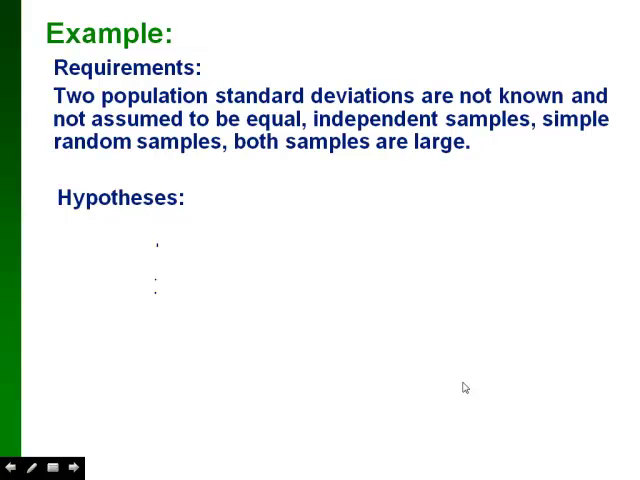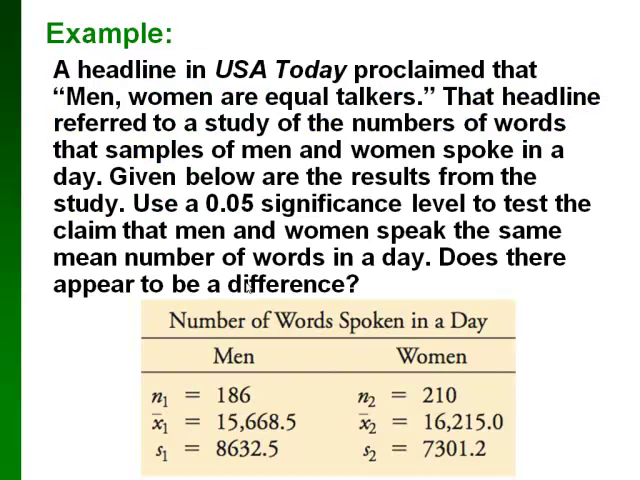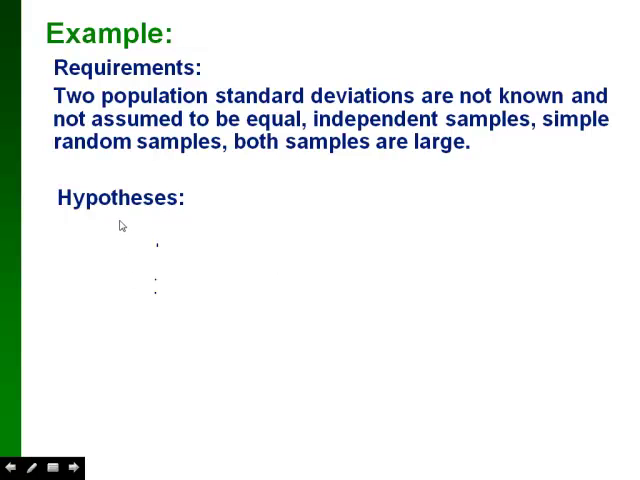So now let's think about what our hypotheses need to be. If we go back to the claim that we're testing, the claim is actually that men and women speak the same mean number of words in a day. So if we think about that, that would be saying that mu1 is equal to mu2, so that they're the same. And notice that if we subtract the mu2 from both sides, we get mu1 minus mu2 is equal to 0. Now the opposite of that, if we're thinking about the opposite of this equality, would be that mu1 minus mu2 is not equal to 0. Now since this doesn't have an equal, this is going to have to be our alternative hypothesis.